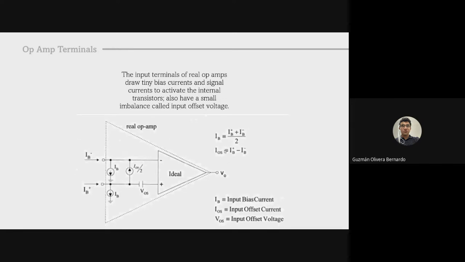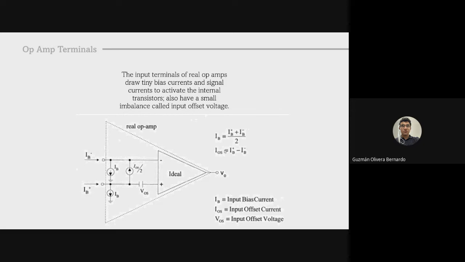There are two input terminals labeled negative and positive. They are called differential input terminals because the output voltage depends only on the difference in voltage between them.